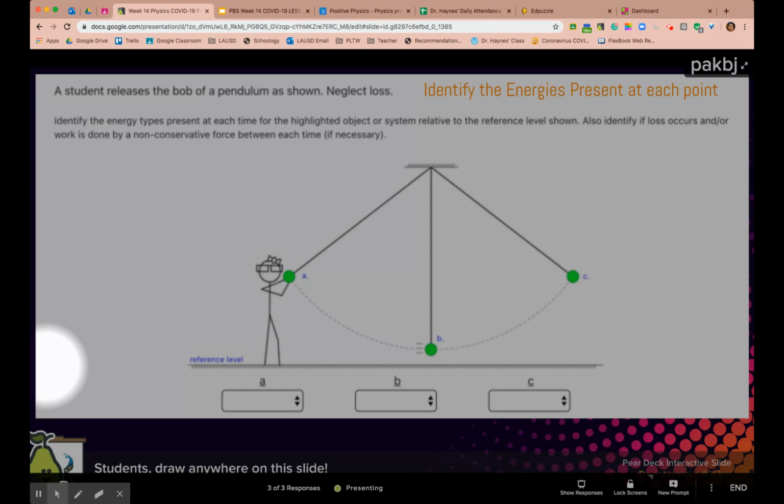And what about point B? This point here. Let's see what people are saying.